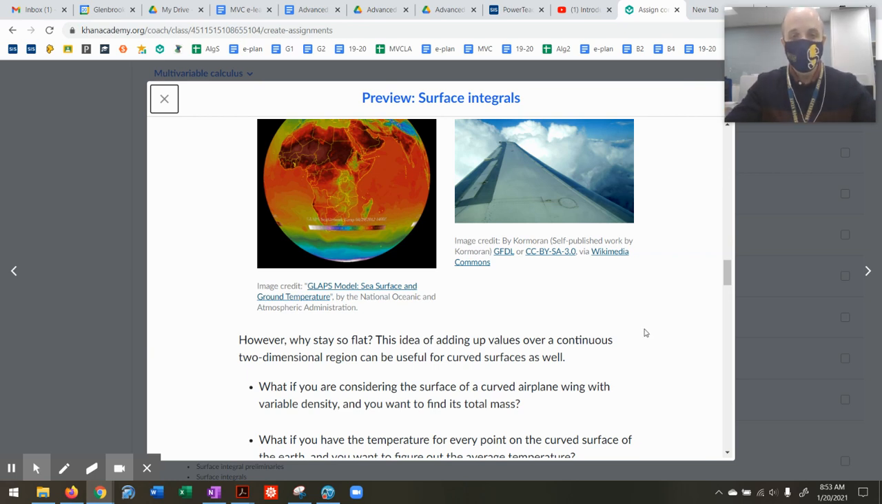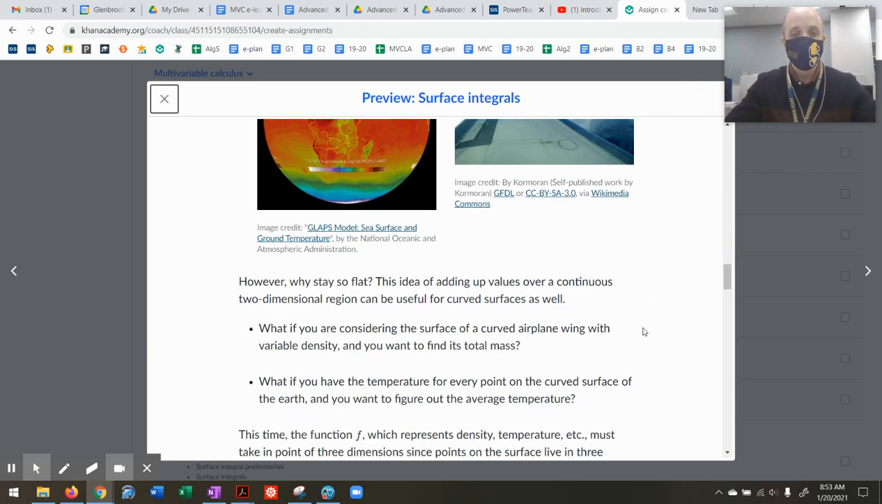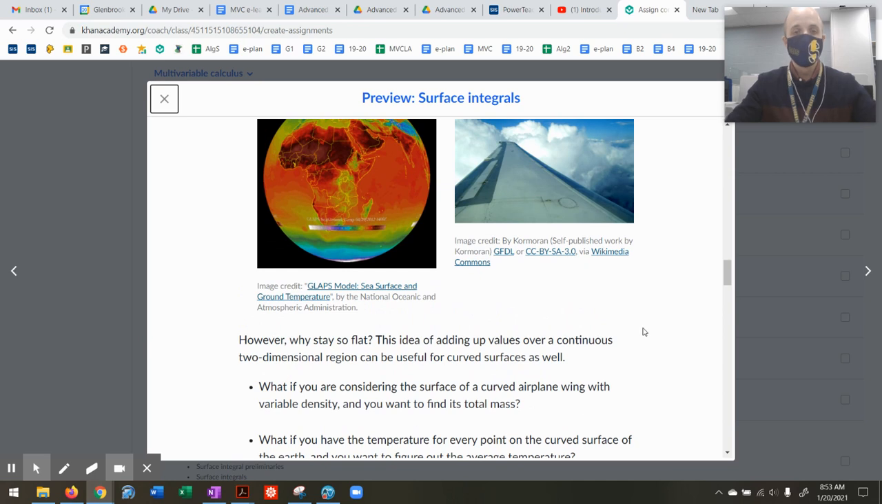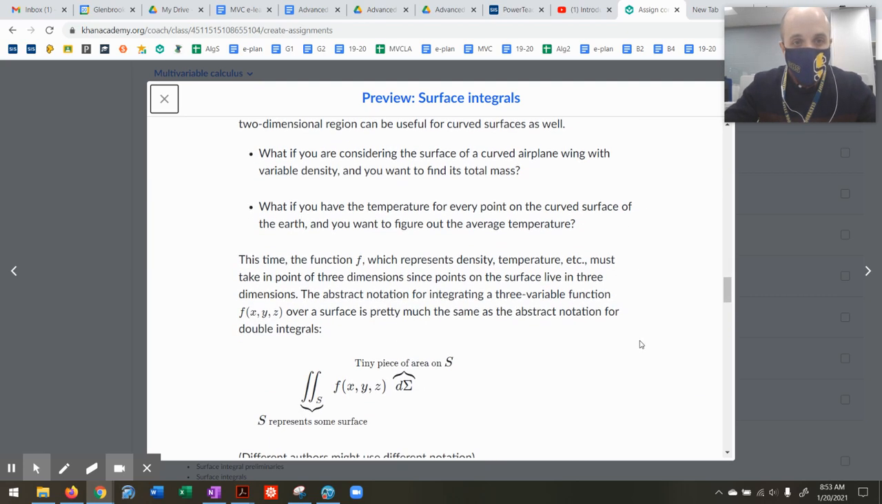Or what if you have the temperature for every point on the curved surface of the Earth and you want to figure out the average temperature? Well, the surface of the Earth certainly isn't flat. If we have that surface and we want to take an integral over it. So this time the function f, which represents density, temperature, etc., or might just represent some f of x, y, z, must take in a point in 3 dimensions, since points on the surface live in 3 dimensions.